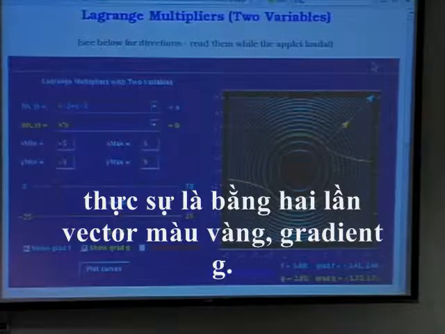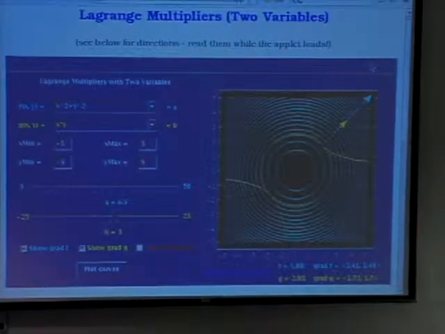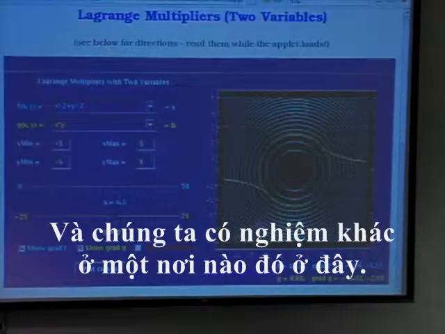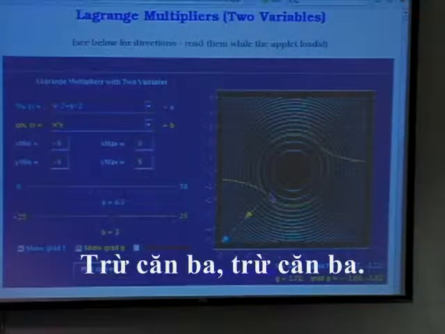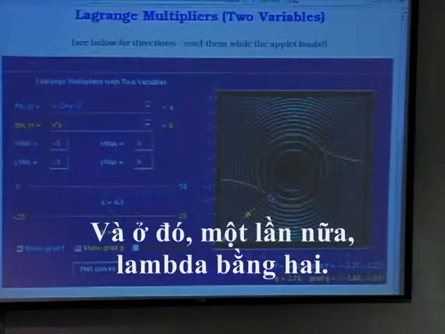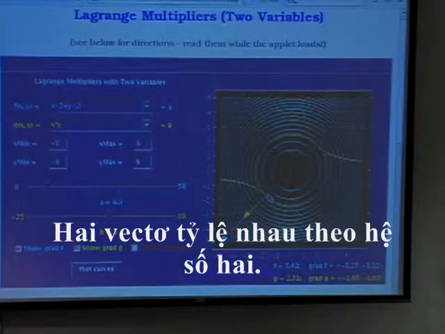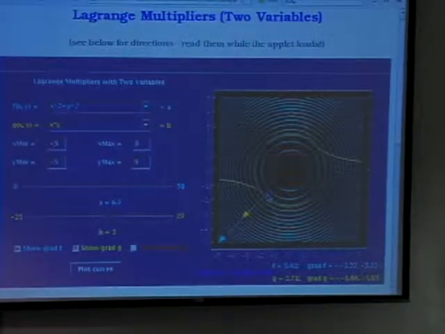This is indeed twice the yellow vector, gradient g. That's where you read the value of lambda. And we have the other solution, which is somewhere here, negative root 3, and there, again, lambda equals 2. The two vectors are proportional by a factor of 2. Yes?